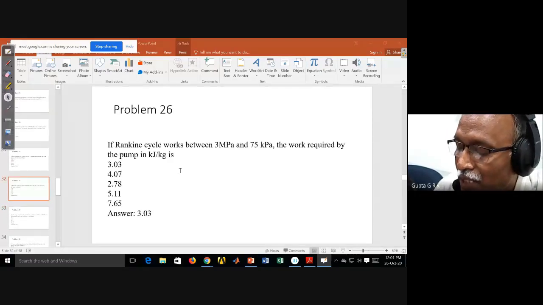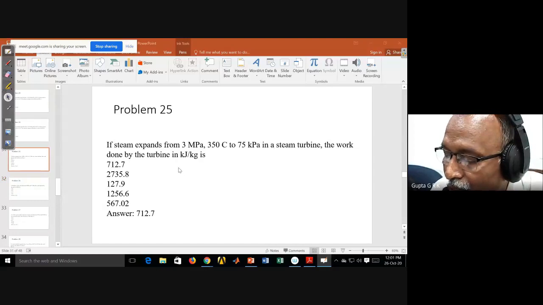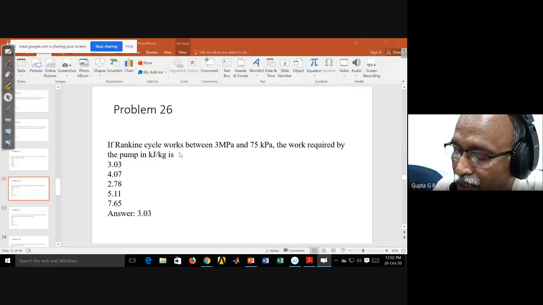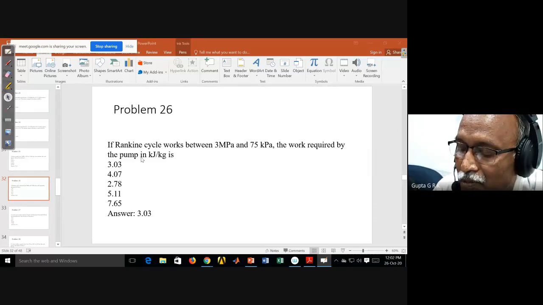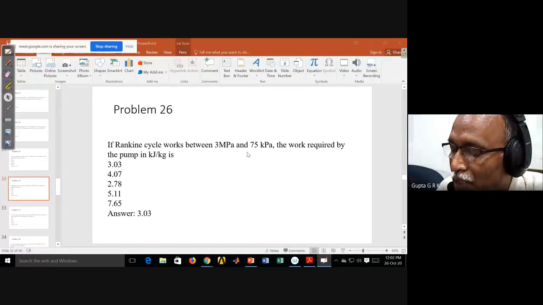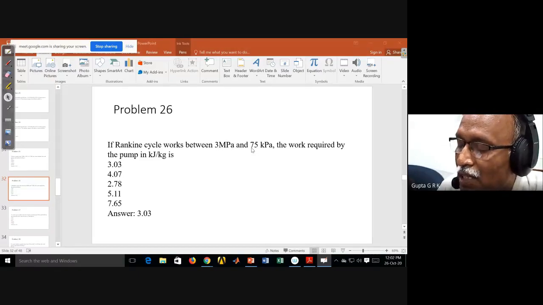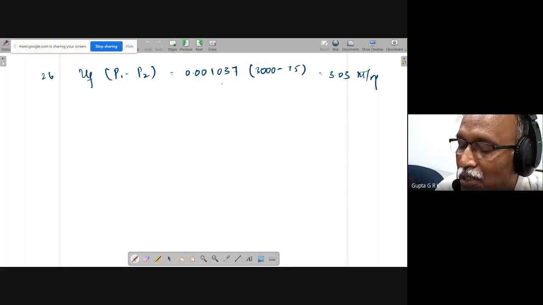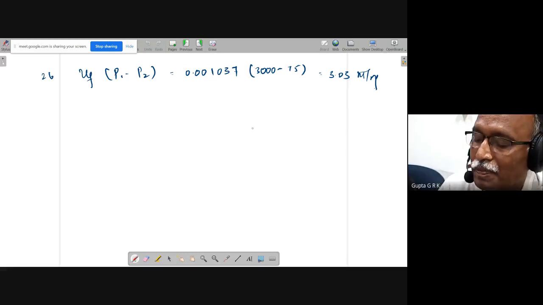Then the same thing, Rankine cycle, I think both are working from 3 megapascal and 75 kilopascal only. But the only thing, on the left side of the Rankine cycle, is the work required by the pump. So work required by the pump is Vf into (P2 minus P1). So Vf you have to find out at condenser pressure, that is at 75 kilopascal. So into (P2 minus P1), that is 3000 minus 75. So like that I have to use. So this is Vf is 0.001037 into (3000 minus 75). I get the pump work.